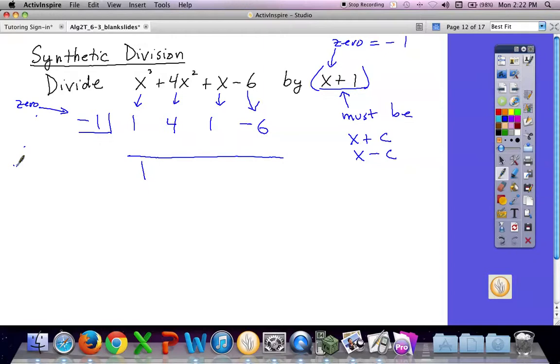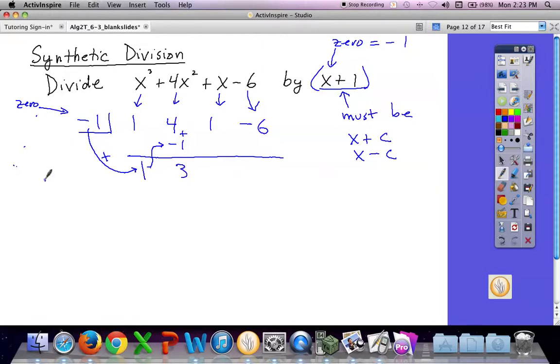Okay, now, once you've got all that set up, you're ready for the synthetic division. It goes like this. You're going to multiply negative 1 times 1. That's a multiply, and you're going to put the result here: negative 1. At that step, you add. That may feel like the step in long division where you subtract, but here you add.